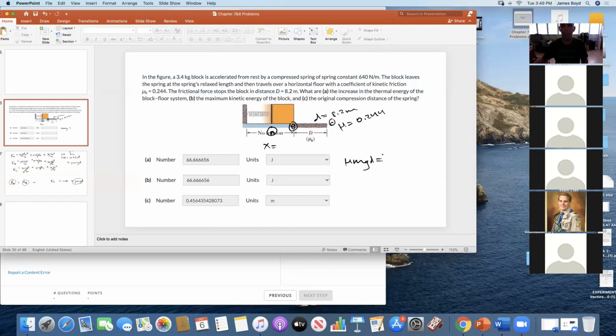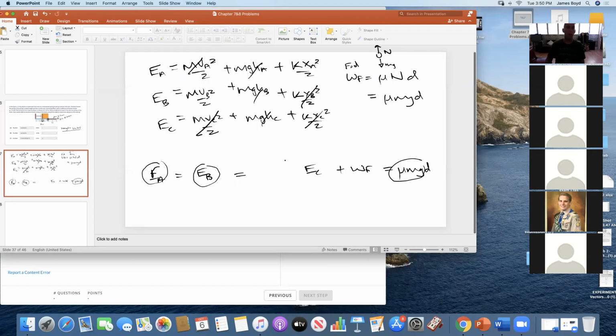So that's D. We know all those: mu 0.244 times 3.4 kilograms times 9.8 times, how far did it travel? 8.2. And we get 66.7 joules. We're awesome. Now, that is the increase in thermal energy, but that's also the maximum kinetic energy that the block had, because at B, all it had was kinetic energy.